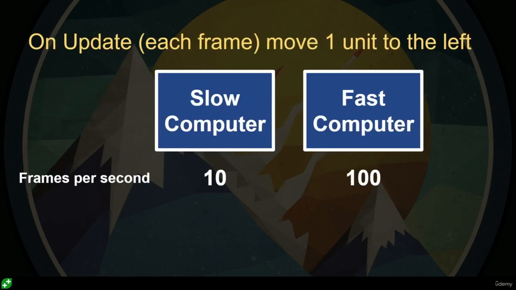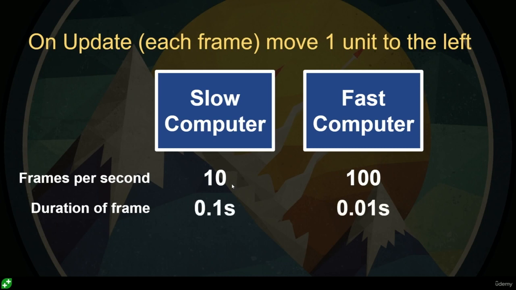So let me give you a little example here if that hasn't clicked just yet. On update, so in other words, each frame, we want to move our player 1 unit to the left. So on a slow computer, we might be getting, say, 10 frames per second. On a fast computer, we might be getting, say, 100 frames per second. And it's going to vary, even on a fast computer. Sometimes it'll be 100 frames, sometimes it'll be 200 frames, some 150 frames, depending upon what else the computer needs to calculate. It bounces up and down, so we need to smooth all of that out.